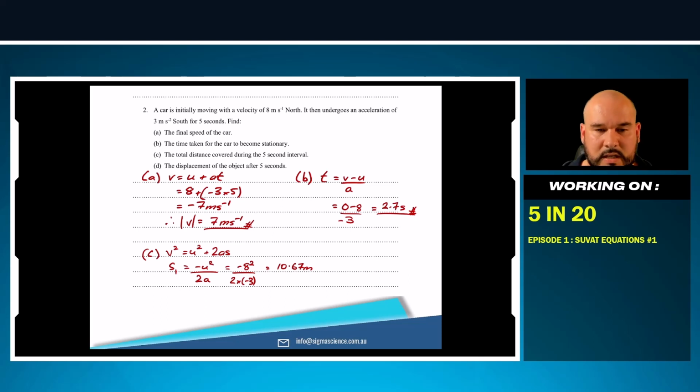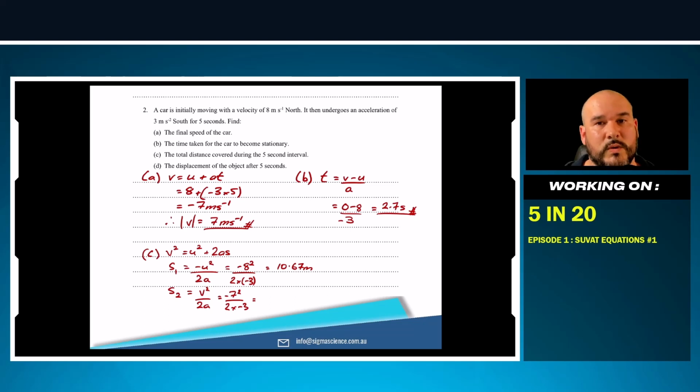And then looking at the second leg, much the same thing, except here I'm starting with a speed of 0, and then I'm finishing up with a speed of 7. Remember we've solved in part A that the final speed is 7 meters per second. So therefore it's going to be not -u squared on 2a, but rather v squared on 2a.